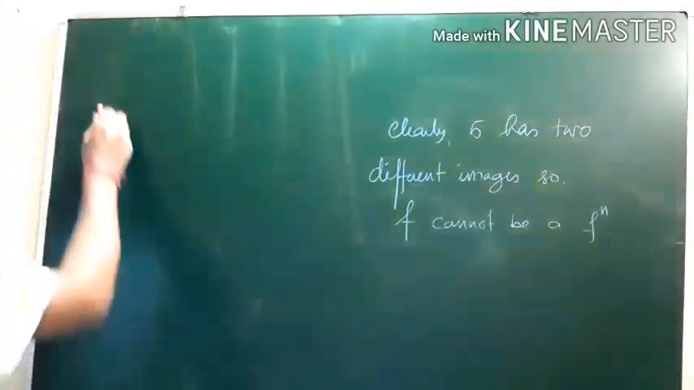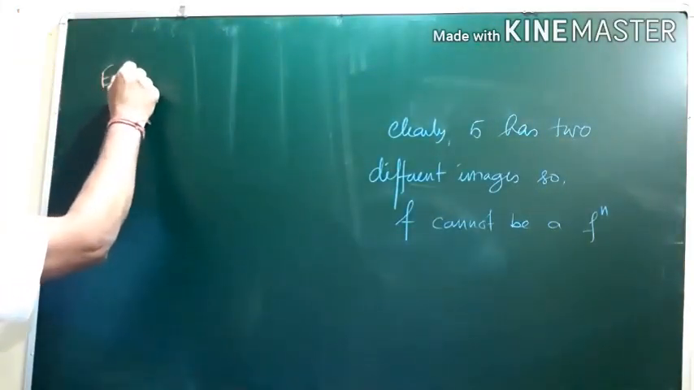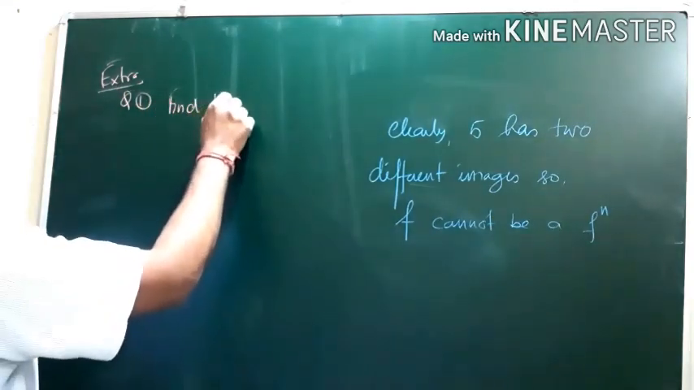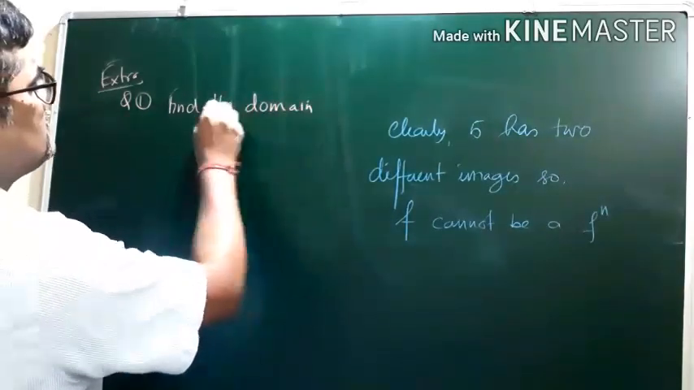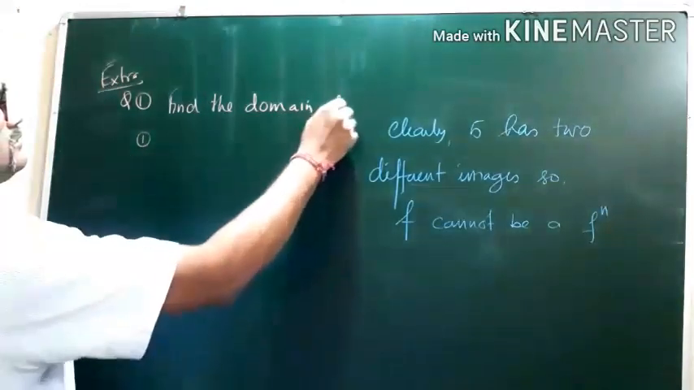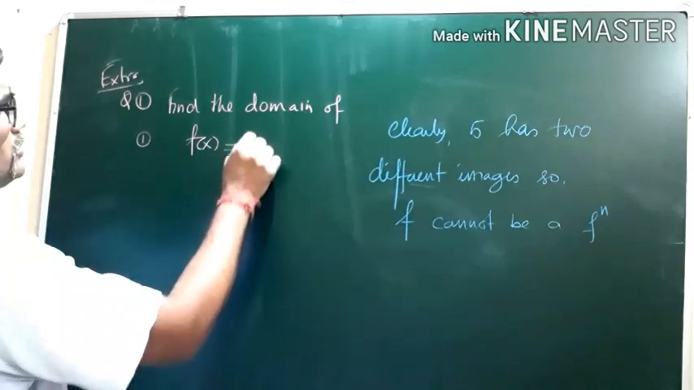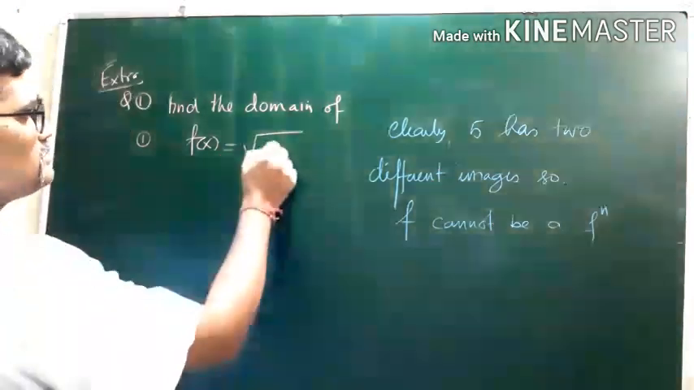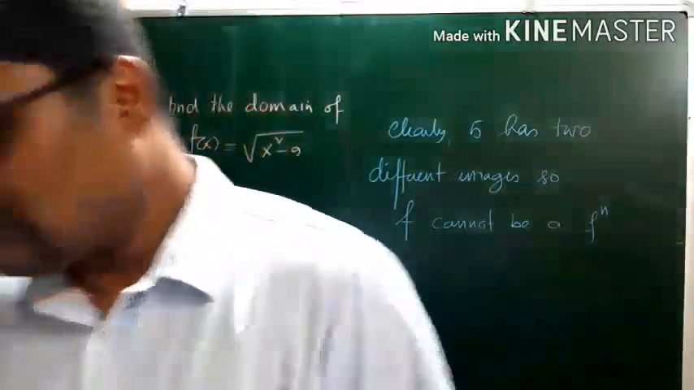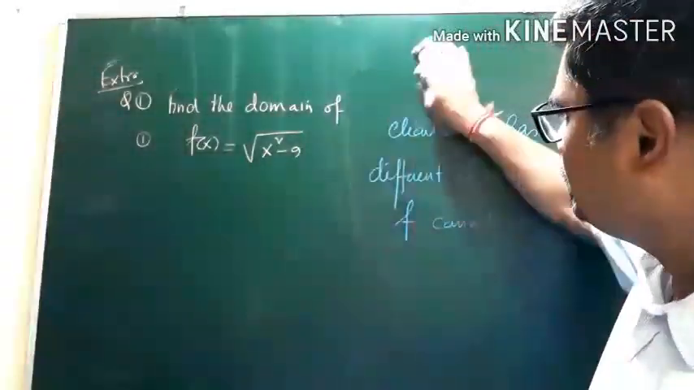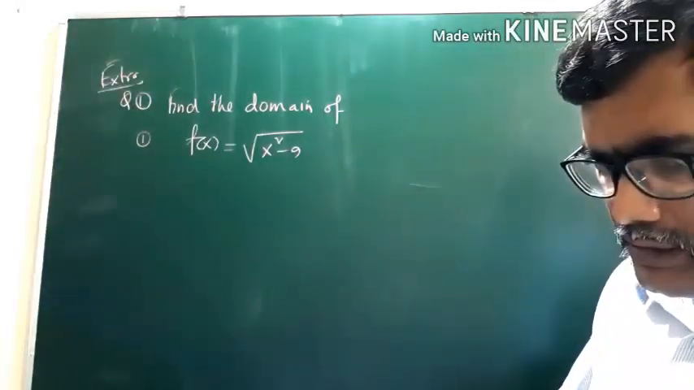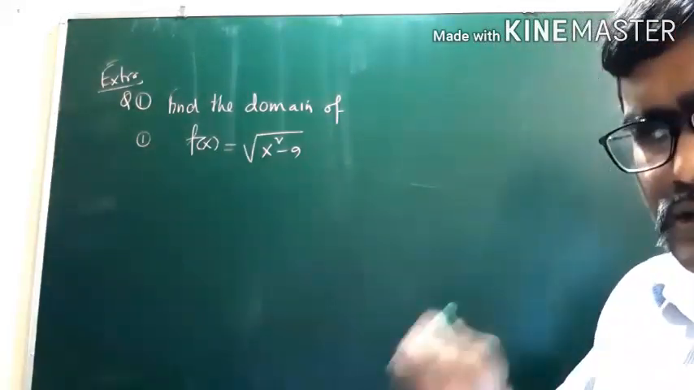Question number 1. These are extra questions. Find the domain. First let me talk about the domain. Find the domain of... We did 9 minus x square. Now I am proposing to do x square minus 9. We have to find the domain of x square minus 9. We did it for 9 minus x square in the book.